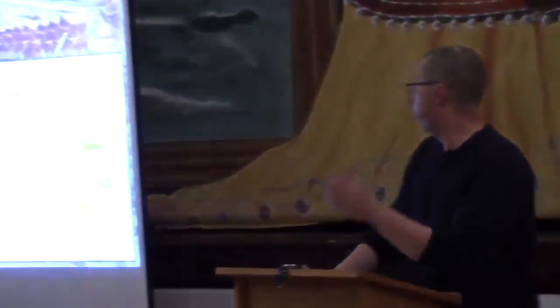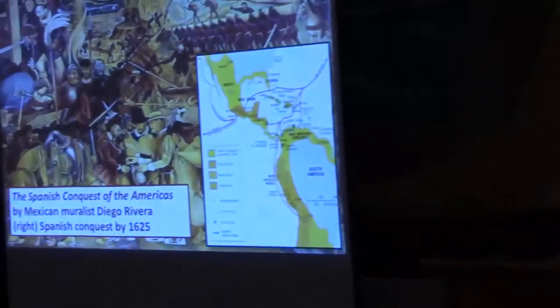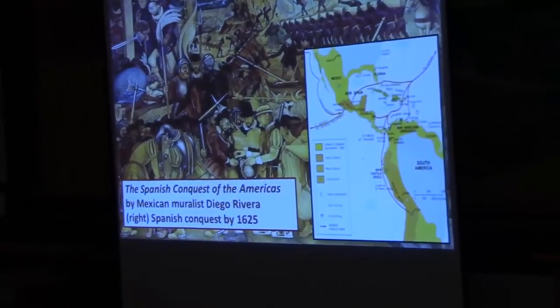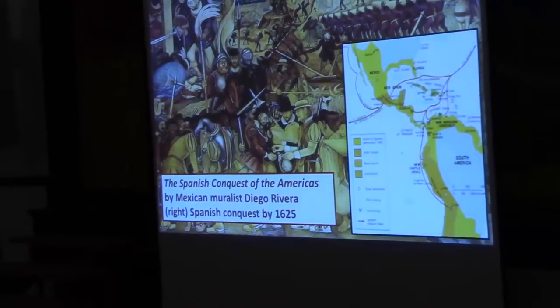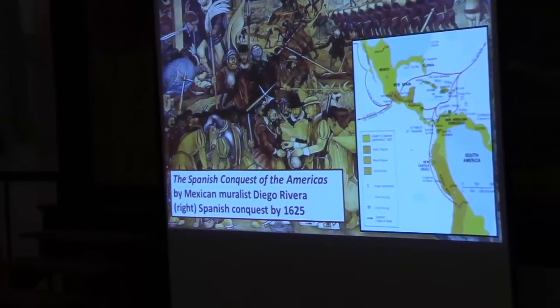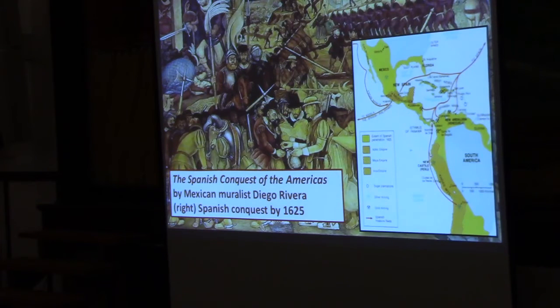And what's unleashed over the next 100 years or so is an intense and brutal series of conquests that establish Spanish power in the Americas. The wonderful mural by Diego Rivera that captures some of this. Tremendous, particularly in the Caribbean, tremendous brutality accompanying this.